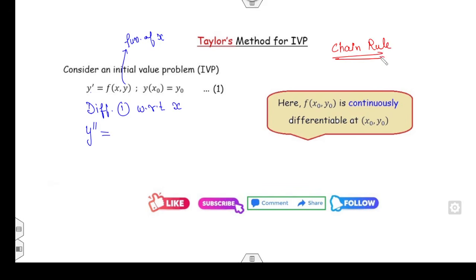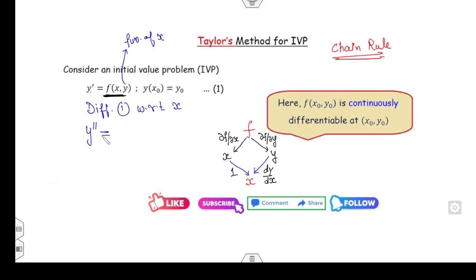How can you apply the chain rule? You start from f and reach the point x. f is dependent on x, and f is dependent on y. Then how can you find the derivative of f with respect to x? We can use the partial derivative. And for f with respect to y, find the derivative of x with respect to x, and the derivative of y with respect to x is dy over dx.